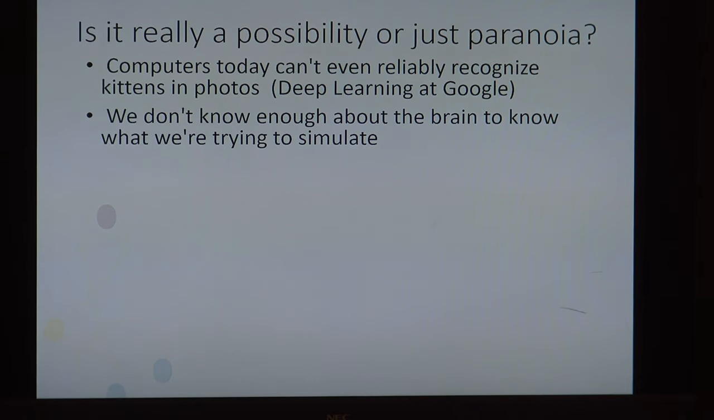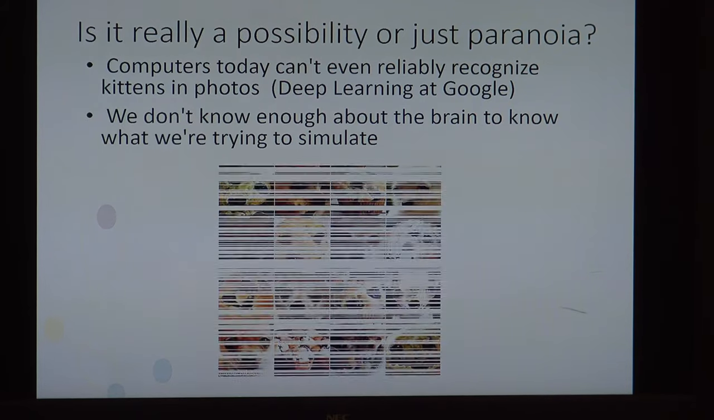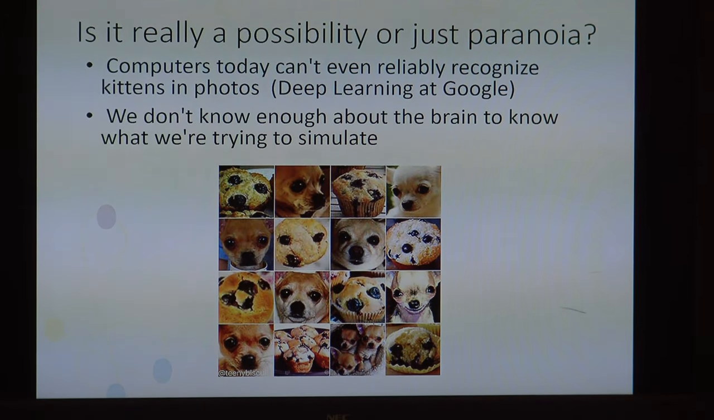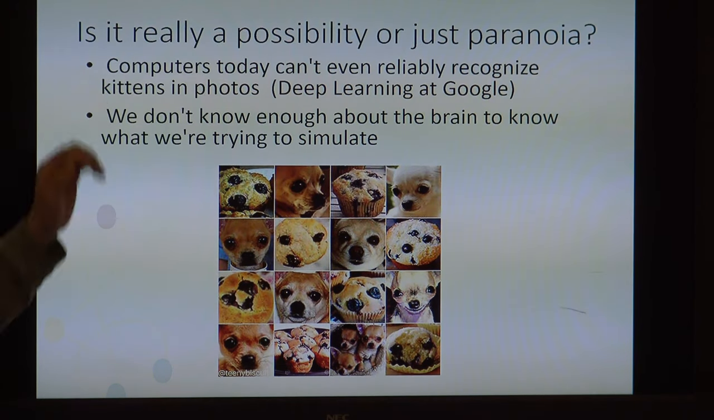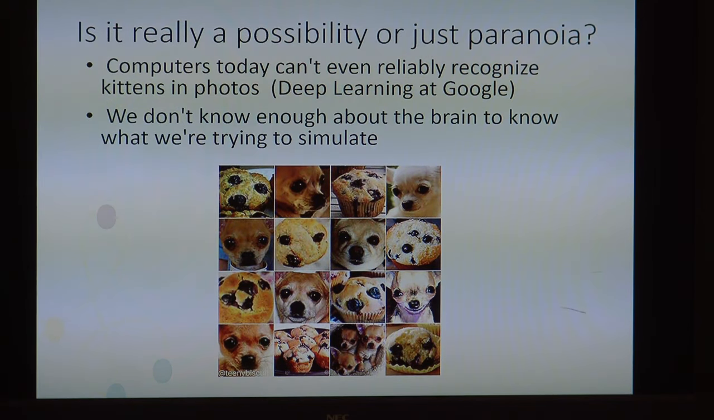So is it paranoia or is it reality? I think it is reality, but not as threatening as these people are saying, and we have to work with that. And this is not new. It's not just after 2011 that people started thinking about that. A long time ago, people have suggested that. This is just ironic. I showed you this example before. How can a machine become smarter than us when they can't even distinguish between muffins and dogs?